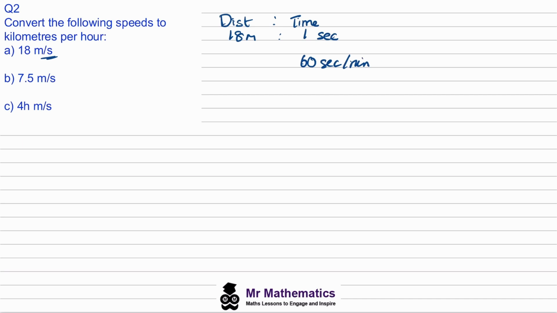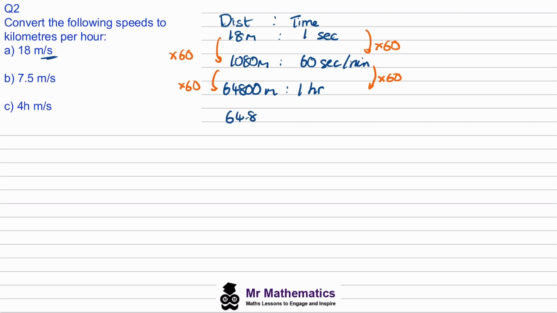so we're kind of doing this in reverse. This time we're going to multiply both sides by 60, and we get 1,080 meters every minute. But to work it out per hour, we need to multiply both sides by 60 again. So now we get 64,800 meters per hour. And to work out kilometers, we can divide this by 1,000. So we get 64.8 kilometers per hour.